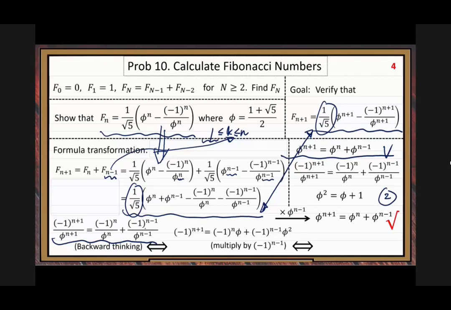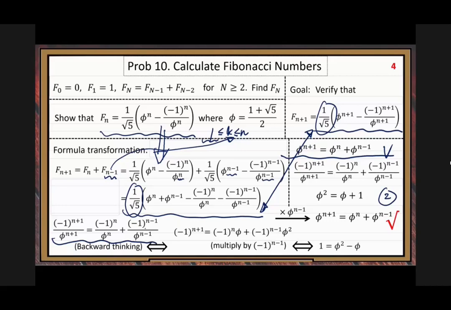Let us multiply both sides by -1 to the power of n minus 1. Yeah. So you need to find appropriate power of -1. Here, this is the appropriate one because the left-hand side would become 1. Yeah, because n plus 1 plus n minus 1 equals 2n. -1 to the 2n, that's 1.